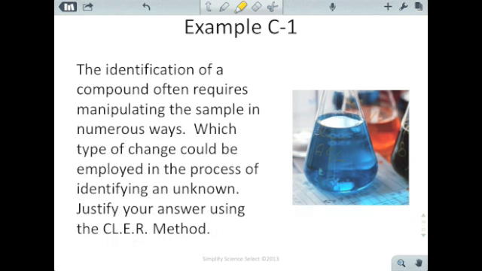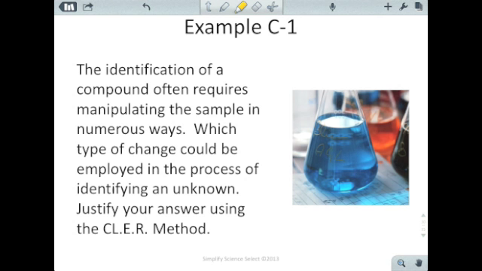Okay, example C1. It says the identification of a compound often requires manipulating the sample in numerous ways. Which type of change could be employed in the process of identifying an unknown, and justify your answer using the CLEAR method? Remember, the CLEAR method is going to be our conclusion, evidence, and reasoning. So our conclusion here should be that we were going to use physical changes because we don't want to change the identity of the substance. So that's kind of our conclusion and our evidence.